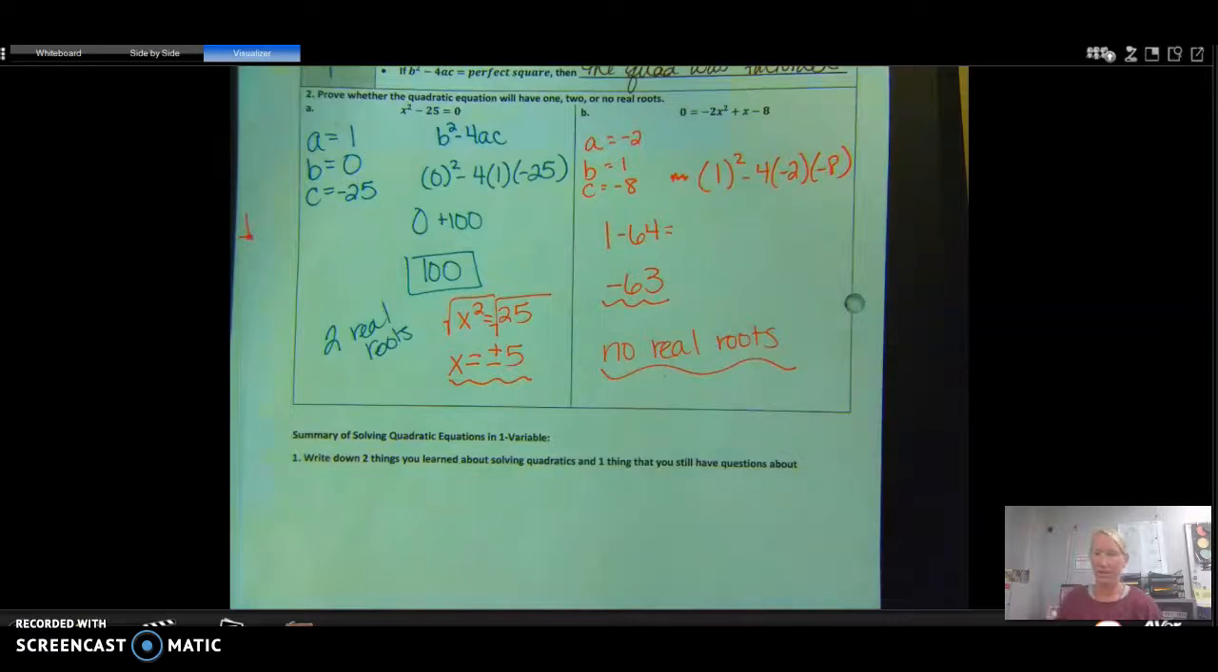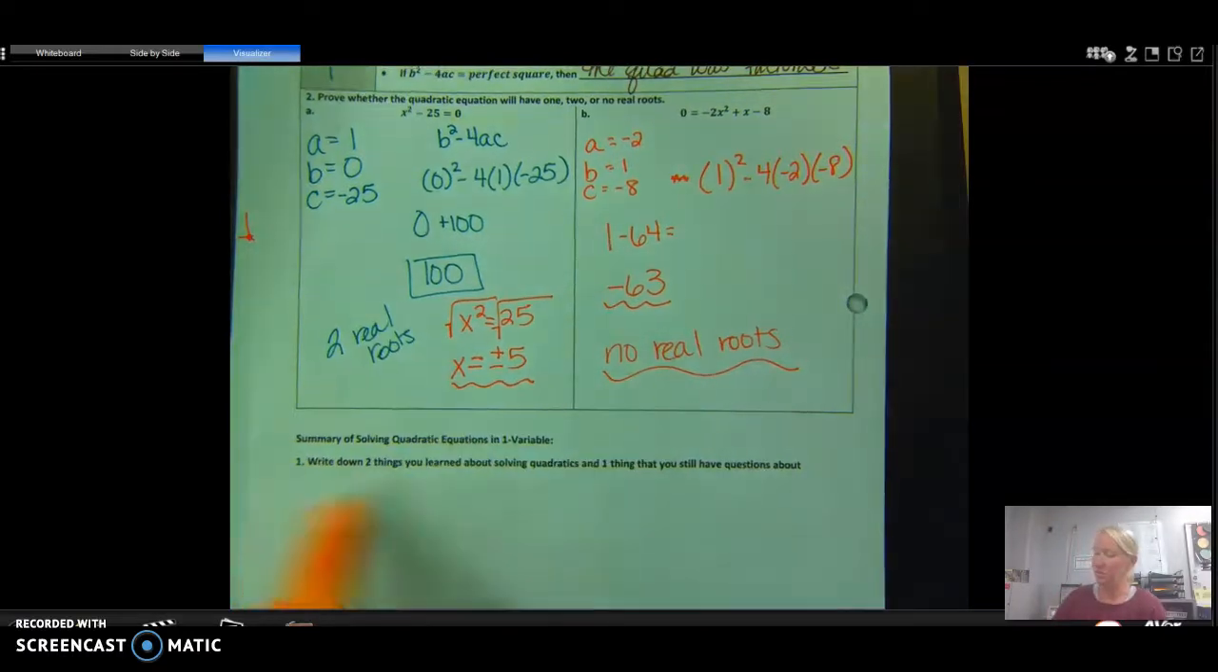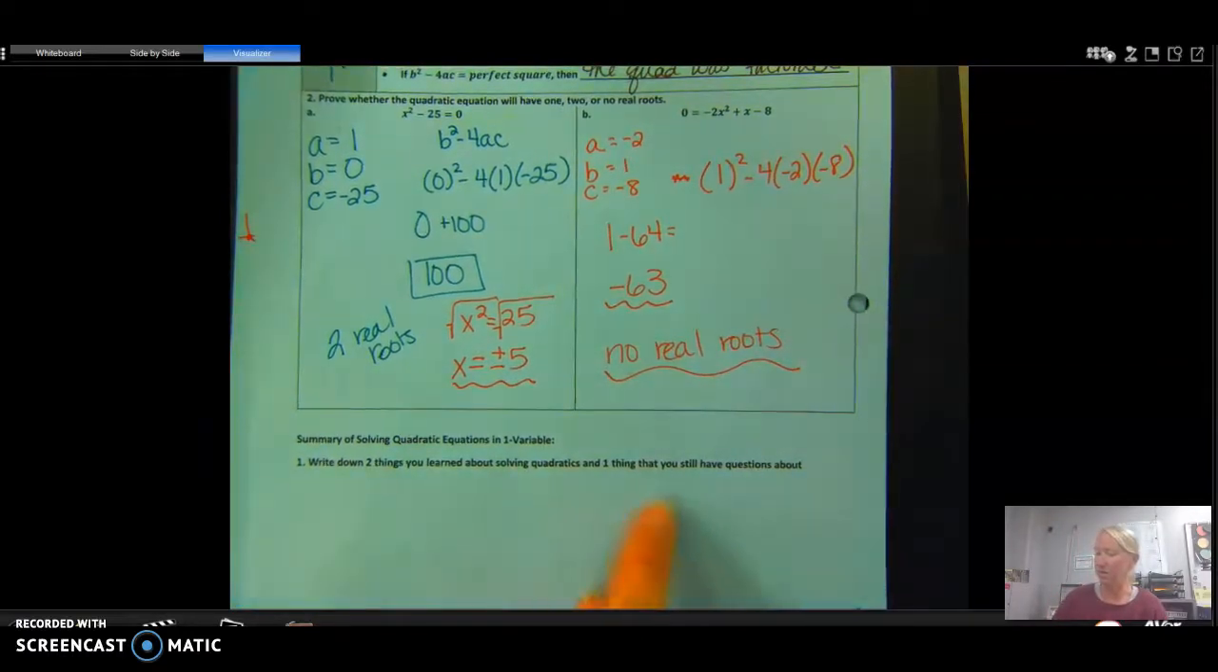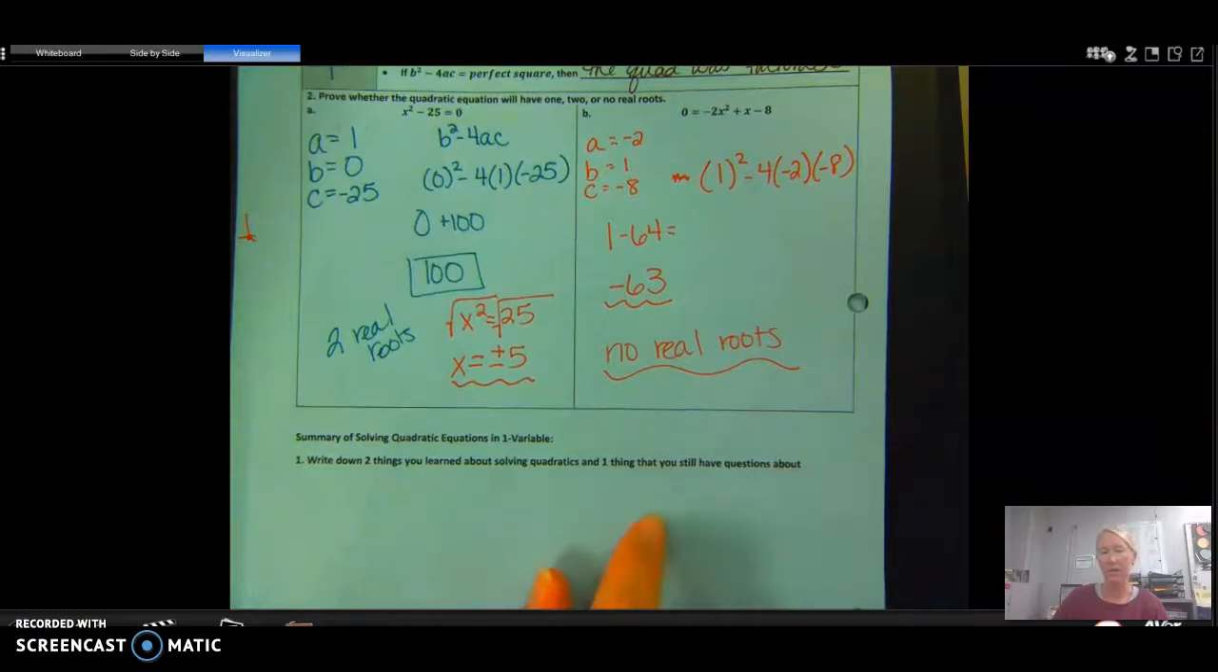All right, so what I need for you to do is write down 2 things you learned about solving quadratics and 1 thing that you still have questions about. Go ahead and write that down there.